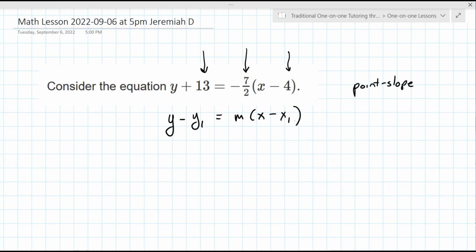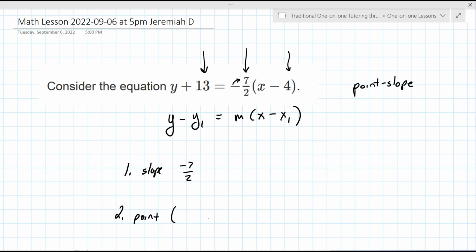Yes, I do. Great. Now, this question asks us to first determine the slope. The slope, nicely, is the number that's in front of the parentheses. What is the number that's in front of the parentheses? 7/2. This operator goes with it, though. Oh, negative 7/2. Negative 7 over 2. Perfect. Okay. Now the point is a little bit more difficult.